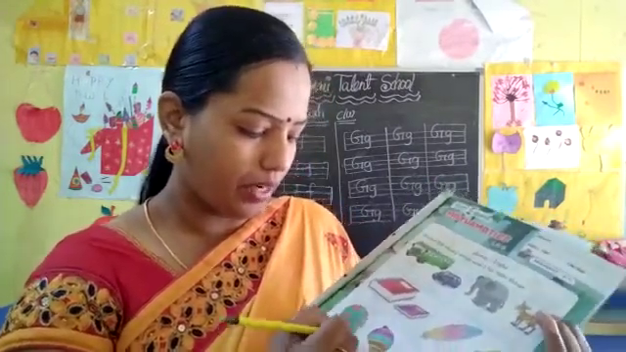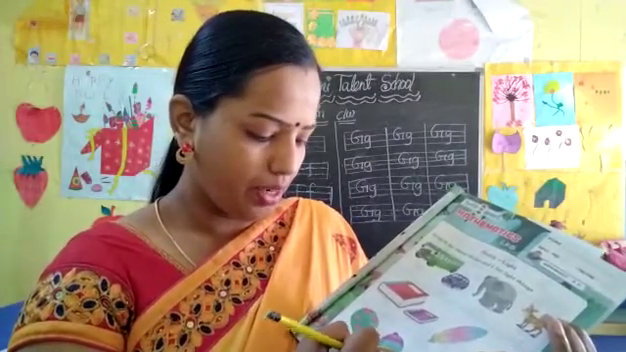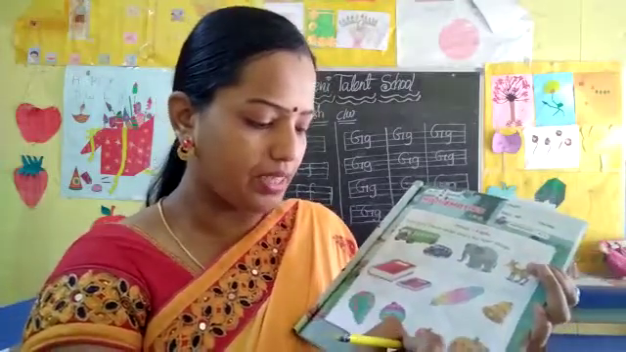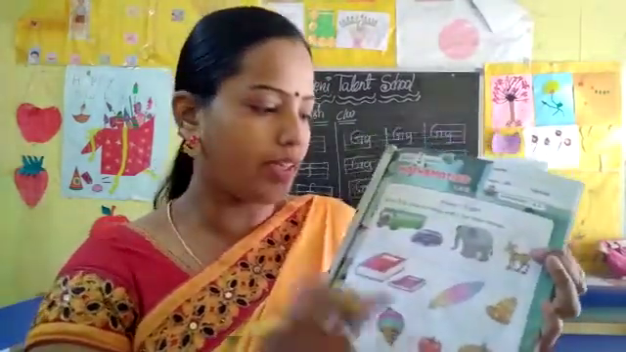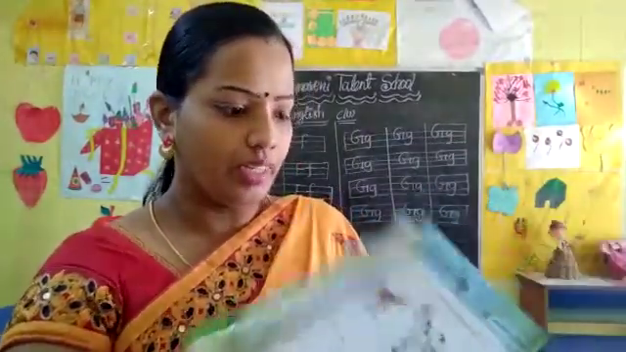Here see balloon and top is there. Top is heavy, balloon is light. Here apple and pumpkin is there. Pumpkin is heavy, apple is light. Like this you have to write. This is classwork. And open page number 12.